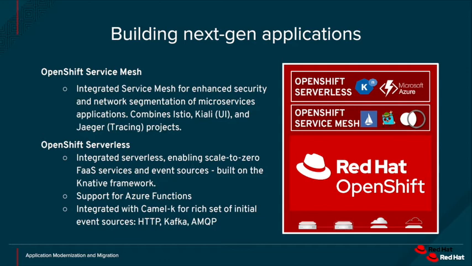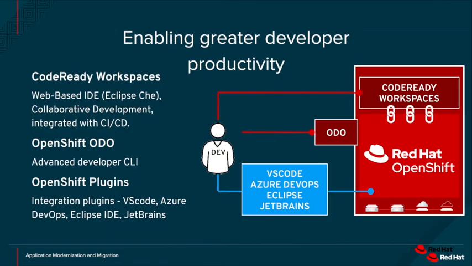You can also have support for public cloud provided functions like Azure Functions, and then integrated with Camel K for a rich set of initial event sources, like support for HTTP, Kafka, or AMQP-like protocols. This enables greater developer productivity.